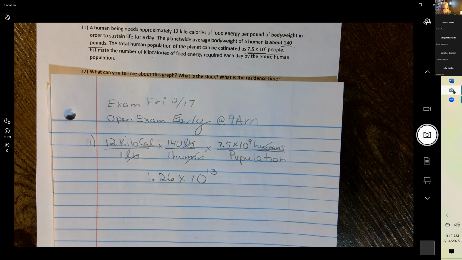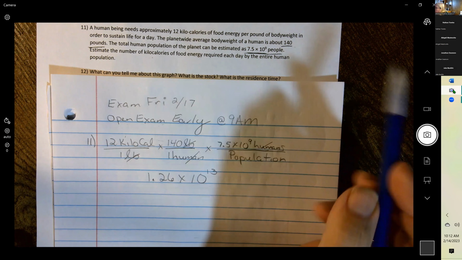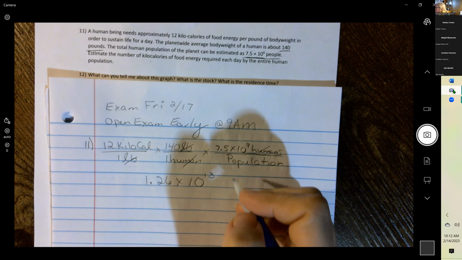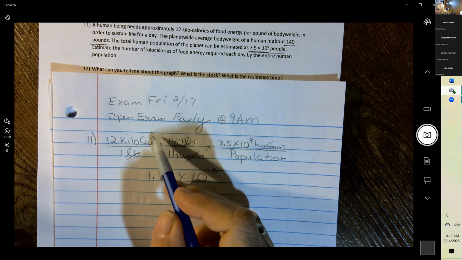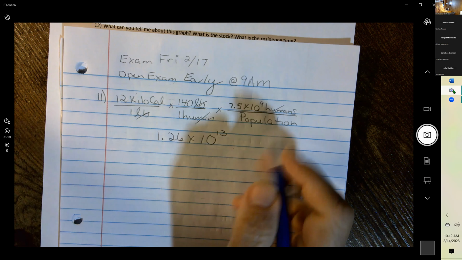Right, I have 16 in my notes. Oh, I took it out. Estimate the number of kilocalories. If you needed to find calories, then you just multiply by 1,000. Are there any questions on that?